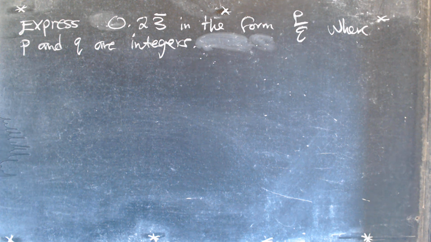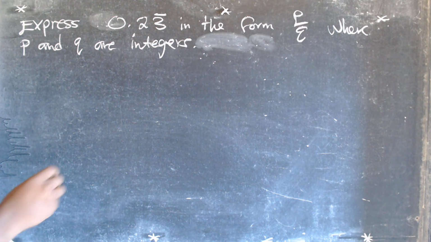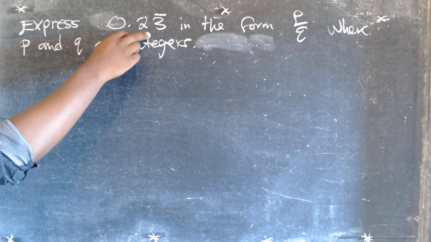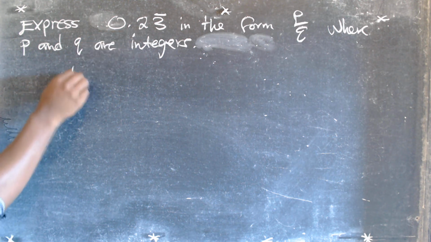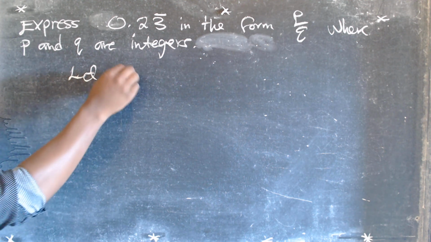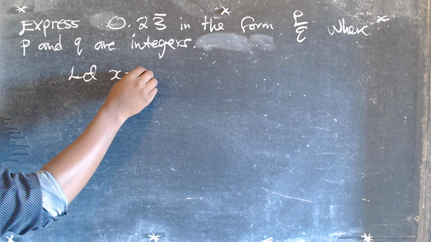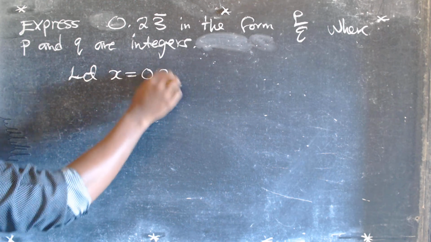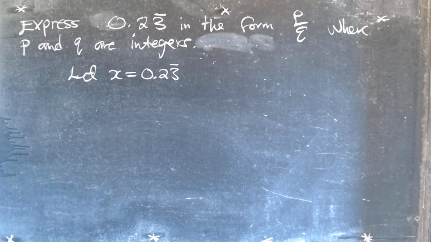Given this question, we are taught to express 0.23 bar in the form P over Q, where P and Q are integers. So in this case, we let this number be equal to x. So we say, let this expression or this number be x. So if that is x, we're supposed to use two steps.